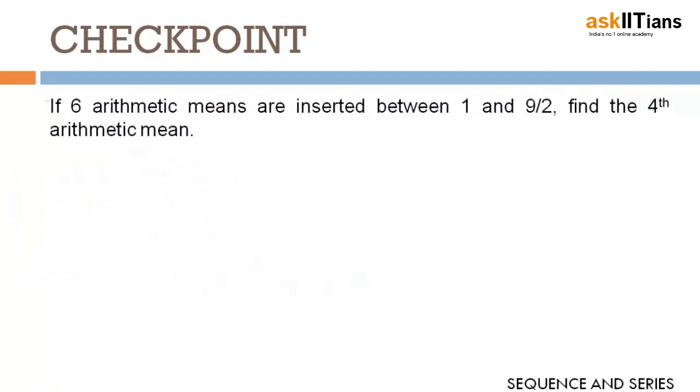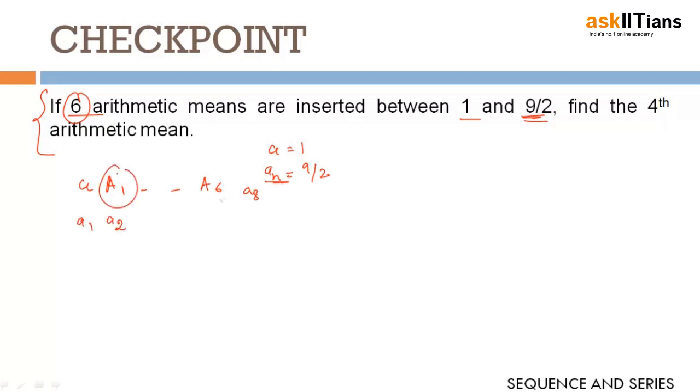Let us look at the last question of this part, which is arithmetic means. Now it says 6 arithmetic means are inserted between these two numbers. So your A becomes 1, your last term, that is AN, becomes 9 by 2. Since 6 arithmetic means are there, automatically A will be there, then A1 till A6, and this AN will actually be A8. Why? Because this A1 is actually the second term of an AP. So this will be A7 and A8.